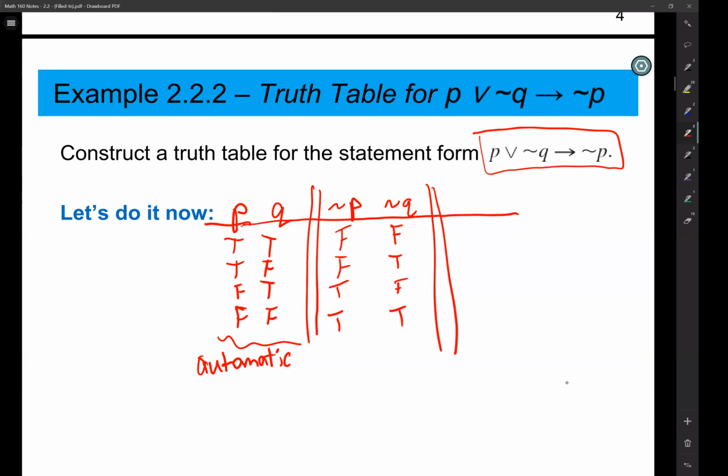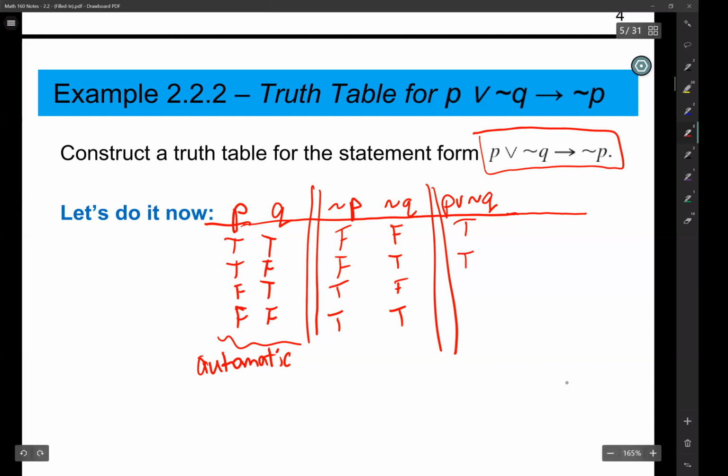Now let's start doing the other things, the building blocks. So we need P or not Q. So let's take a look. This is going to be true as long as I have at least one of them or both of them. Just one of them needs to be true. So let me look. On this row, is P true? Yes. So that means this or is true. Same thing on this row. I have a P is true, so that's true.